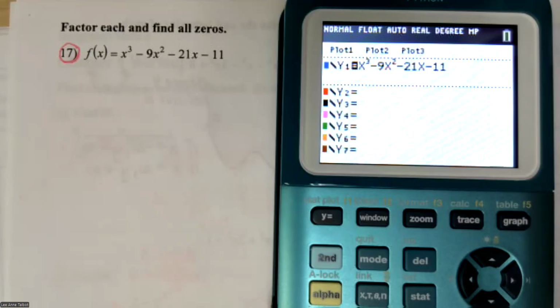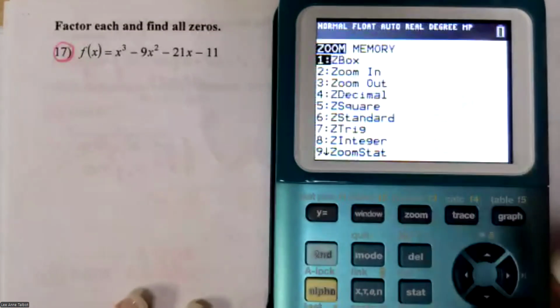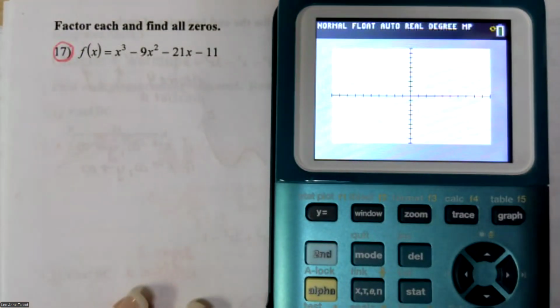And that's going to help us in the end, the degree. Type it in, hit the graph button and see if you can identify what the roots are. Root, zero, solution, those are all the same thing. So after you type it in, hit the graph button, and mine is a little zoomed weird.